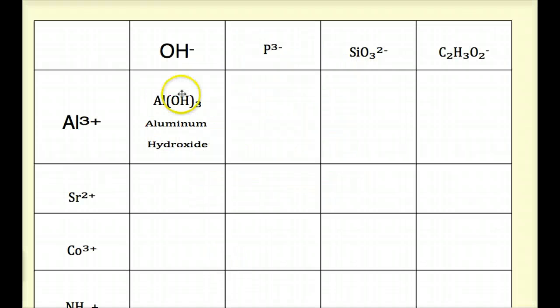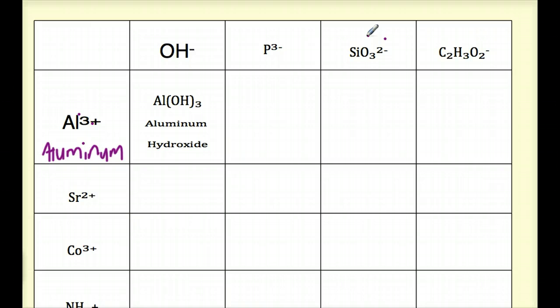So I have one already completed for you, Al(OH)3. It's aluminum, and this is hydroxide. So let's do one of these together. Let's take, I don't know, let's take this one and this one right here. If I look on my ion sheet, I find Al3+, and I notice its name is aluminum.